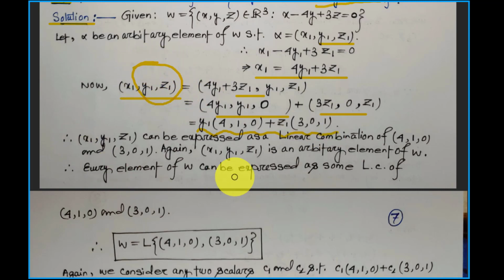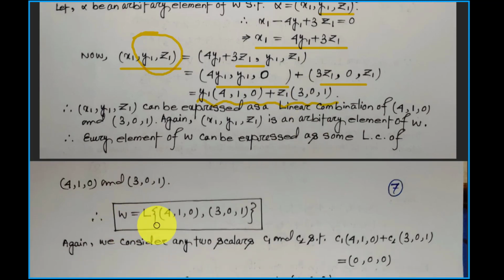So in other words, (4, 1, 0) and (3, 0, 1) can generate all the elements of W. That is, W can be generated by these two elements, so W is the linear span of these two elements. That is, W equals the linear span of {(4, 1, 0), (3, 0, 1)}. So this is our W. Now we have to verify whether these two elements are linearly dependent or independent.